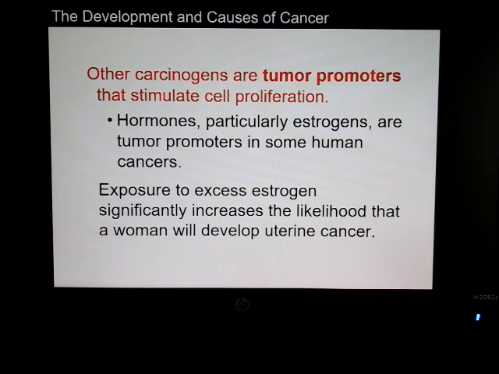Other carcinogens are what are called tumor promoters, and that stimulates cell proliferation. So hormones can do that. Estrogen, for instance, can increase the likelihood that a woman will develop uterine cancer.